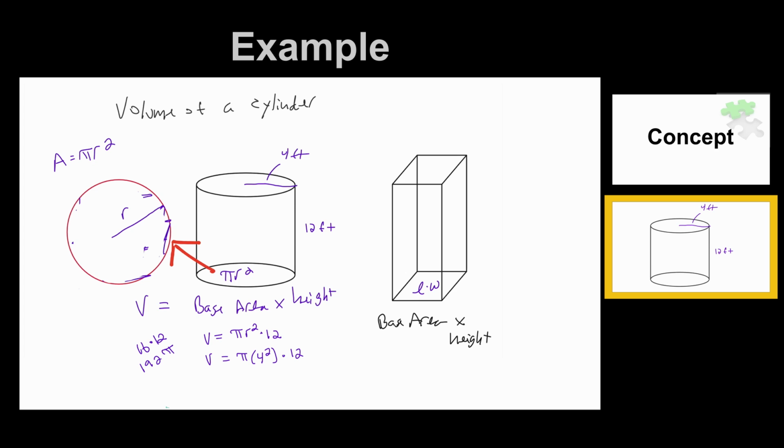Then you have to look at the question and see if they want it in terms of 3.14 or if they want it in terms of pi. This particular one we're doing, it says use 3.14, right? So you get 192 pi. 4 squared is 16, times 12 is 192 times pi, so it's 192 times 3.14, which is 602.88.